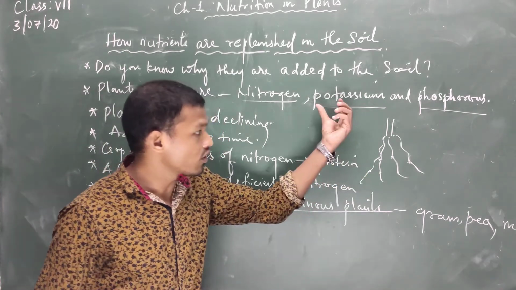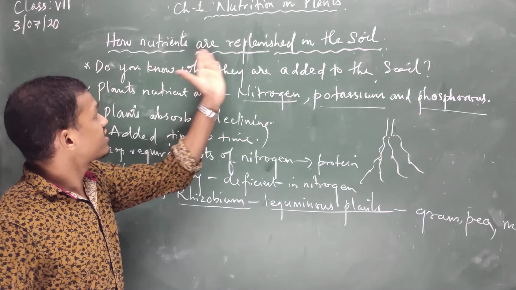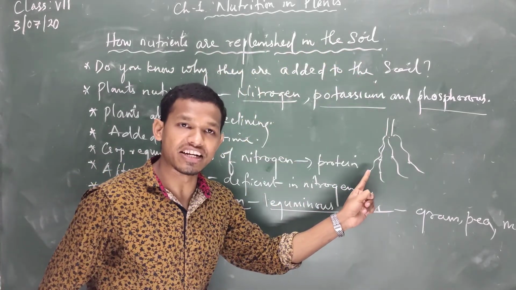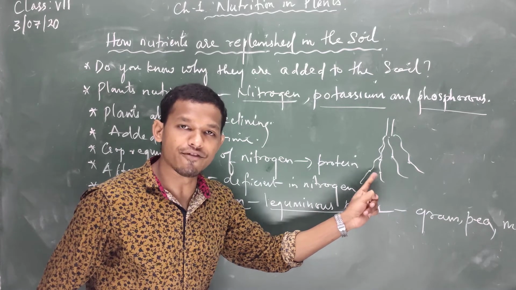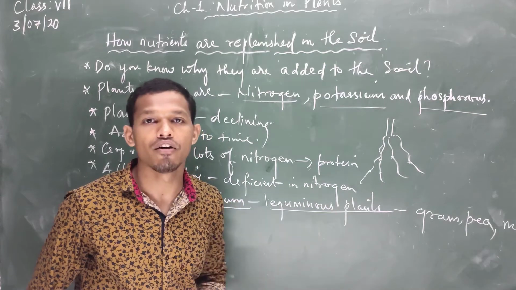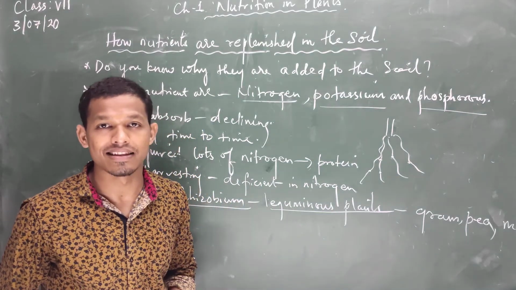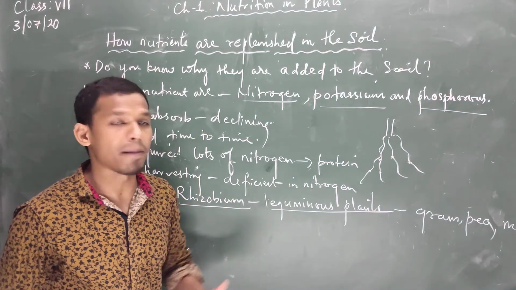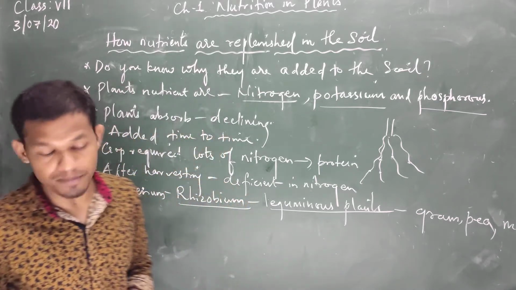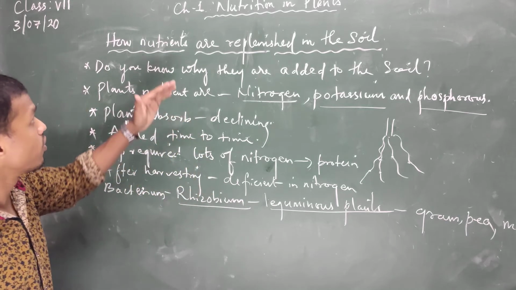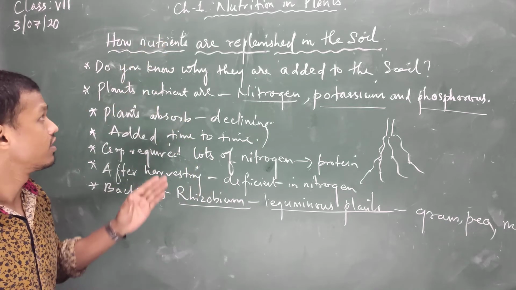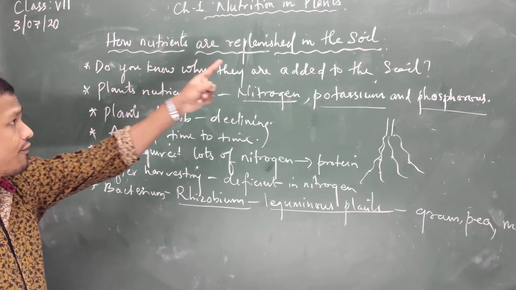How are nutrients replaced in the soil? How is this bacteria, that is rhizobium, responsible for fixing atmospheric nitrogen and converting it into a usable form, that is soluble form, that can be directly utilized by the plant to carry out its life process? Got it now? So in this chapter, we have covered everything. This is the last topic which has been left over. So how are nutrients replenished in the soil?